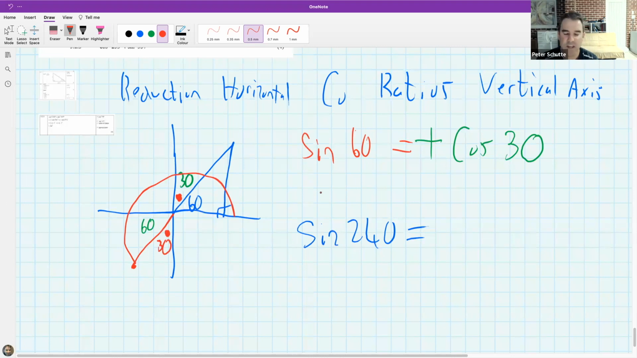Okay, so how would we reduce the sine of 240 using co-ratios? Well, we ask ourselves, is the sine of 240 positive or negative? Because it's in quadrant 3, it's negative. Because I'm using co-ratios and I'm using the vertical, I write down the co-ratio of sine, which is cos, and this would be minus cos 30.